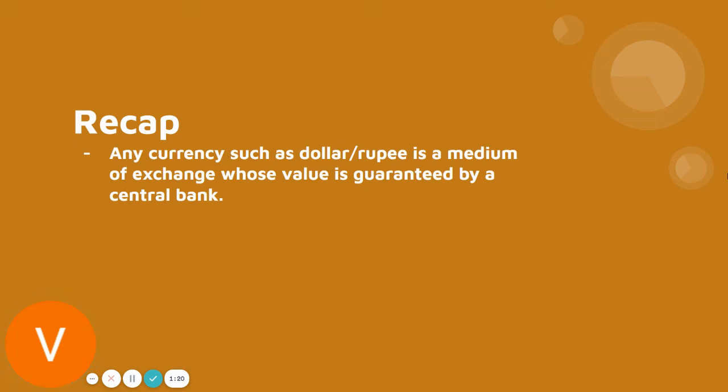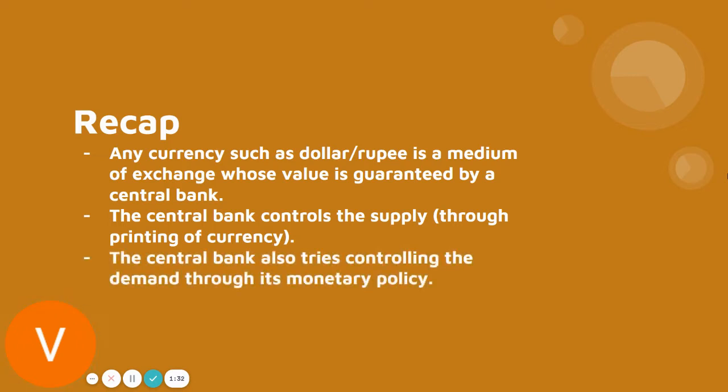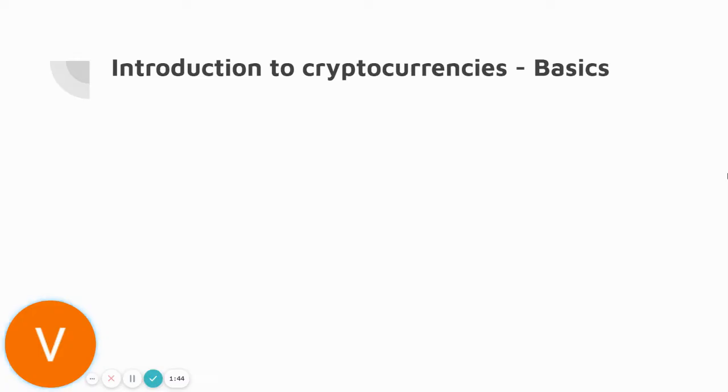To recap, what is currency? Any currency, such as dollar, rupee, is a medium of exchange whose value is guaranteed by a central bank. The central bank controls the supply of money through the printing of currency. The central bank also tries controlling the demand through the various monetary policy instruments that it has. Now that we have a basic understanding of what currency is, let us try to understand what cryptocurrencies are.